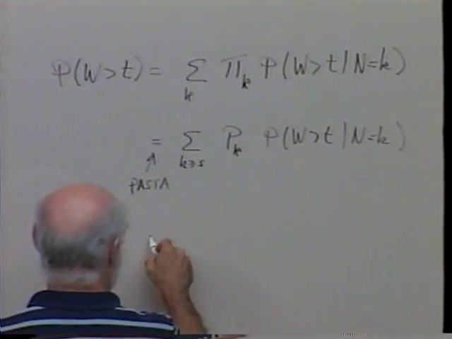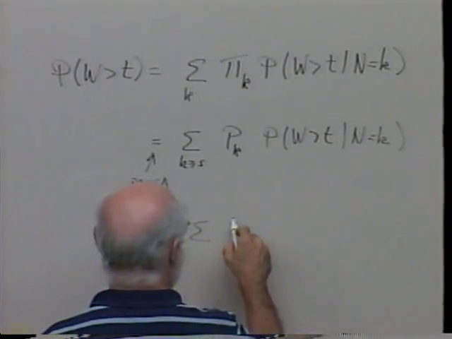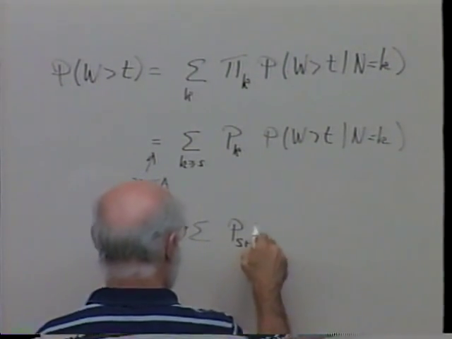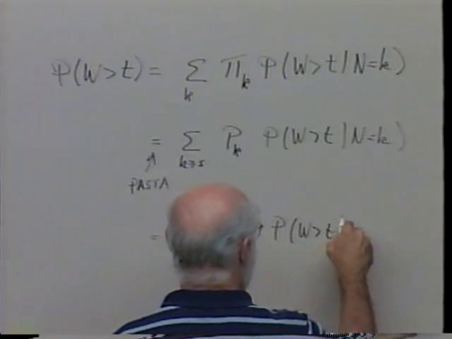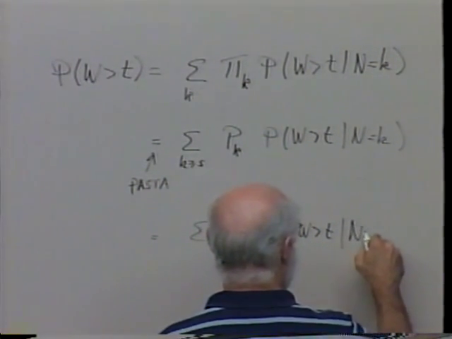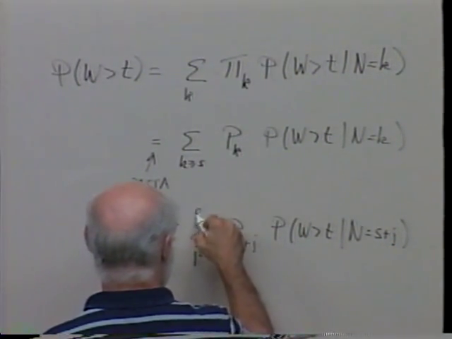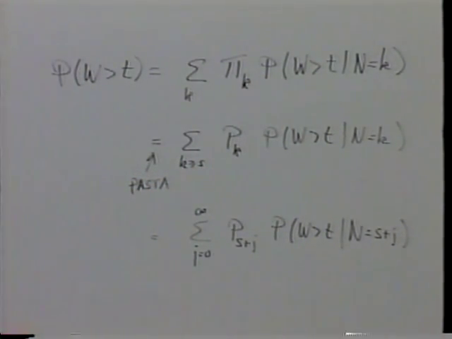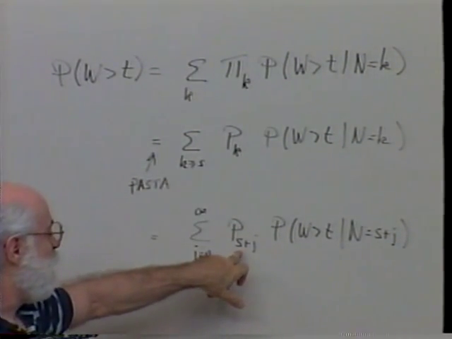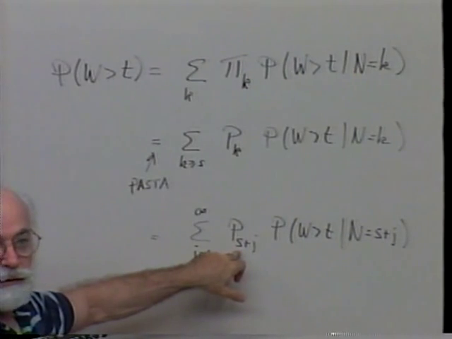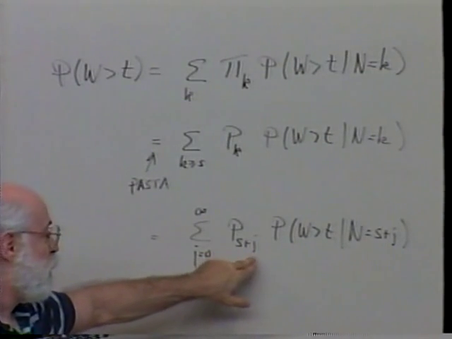Okay, now I'll rewrite that as the sum. I'm going to write that as the probability of being in state s plus j, times the probability that the waiting time is greater than t given that the number is equal to s plus j. And I'm going to sum as j runs from 0 to infinity. So when j is equal to 0, that means that the customer arrives and he finds all servers busy but nobody in the queue in front of him, and then he has to wait. Or he finds all servers busy and one in front of him, or two, and so forth.